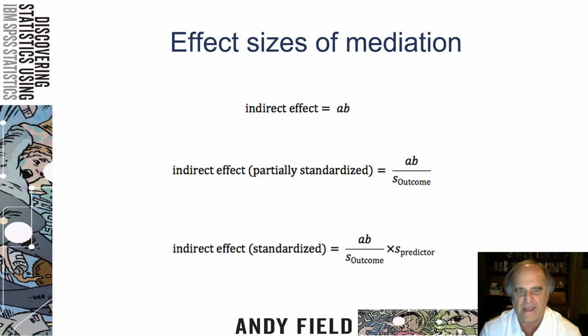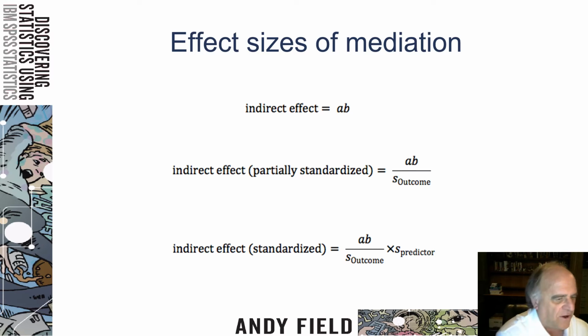There's also an indirect effect partially standardized, which equals A times B divided by the standard deviation of the outcome. Then there's an indirect effect standardized, which is A times B divided by the standard deviation of the outcome times the standard deviation of the predictor. And I think he gives that one a name. Let me look here. Yes, he calls it the index of mediation.